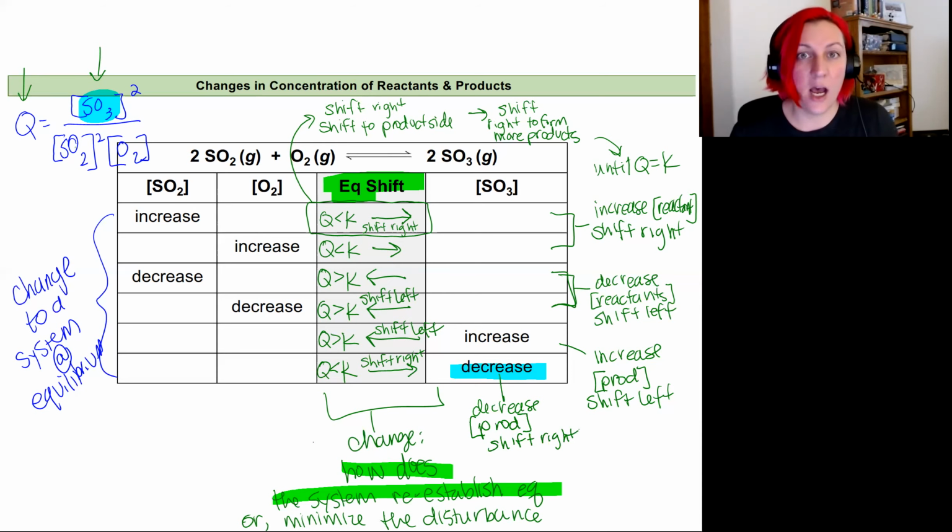And so this is how we'll see systems behave when we're looking at changes in concentration. Next, we'll look at what happens when we change volume, if everything is a gas, and what happens if we change temperature.